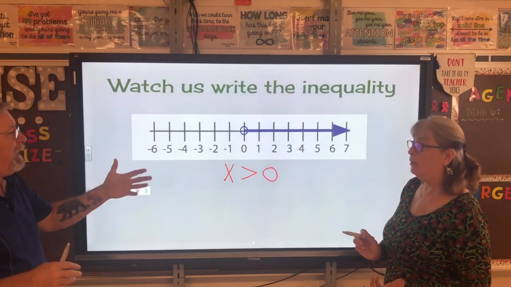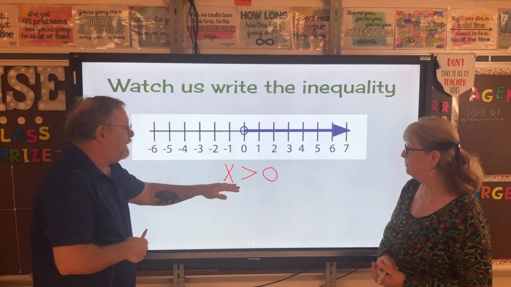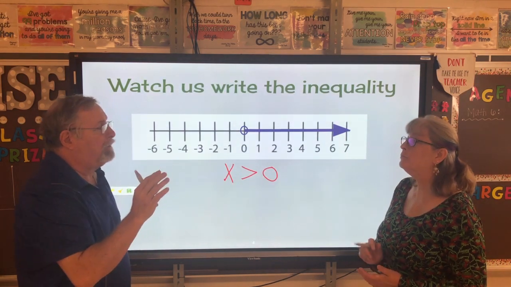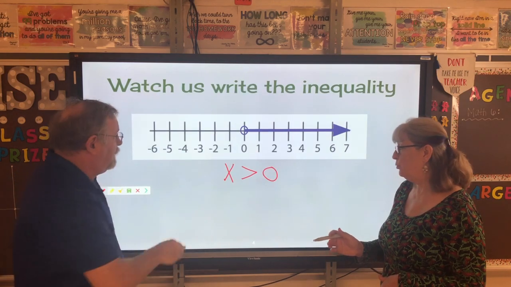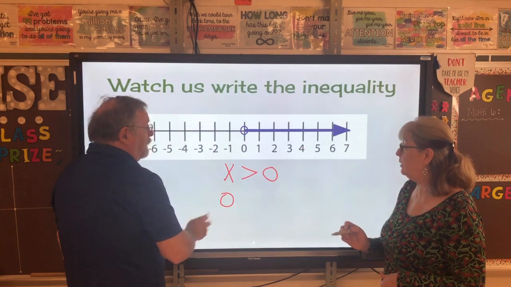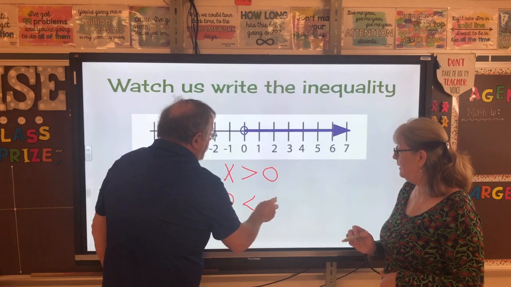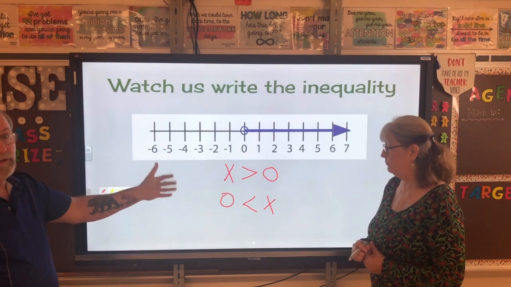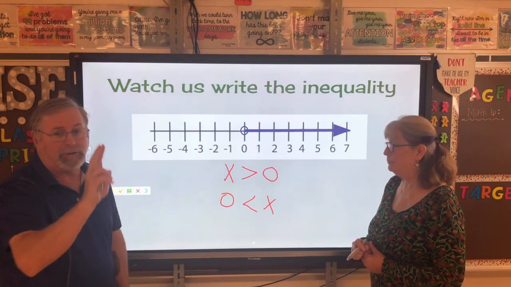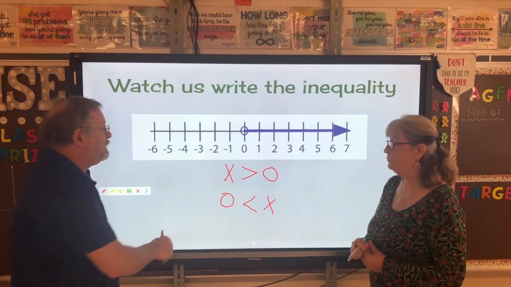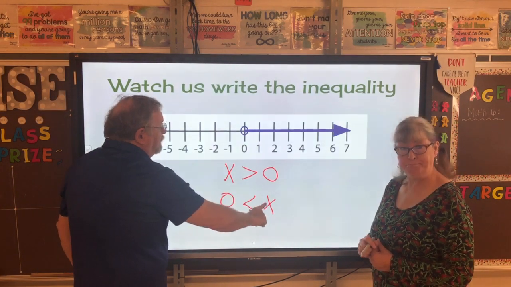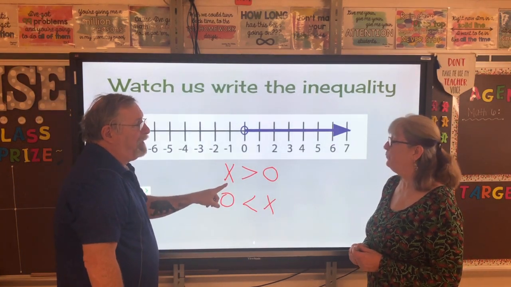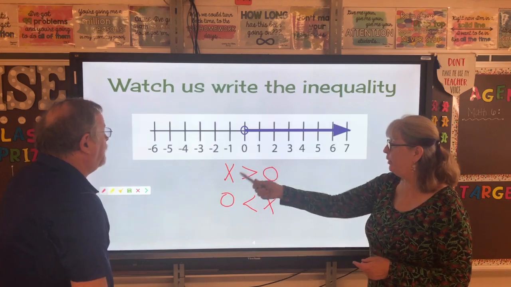Okay, so you look at it, it's nice and simple. We have the variable on the left-hand side, the symbol, and then the number. This also means that zero is less than x. So you can write it two ways. You can always write an inequality two ways: one with the variable on the left, the other with the variable on the right. And it's always best to write it with that variable on the left first.